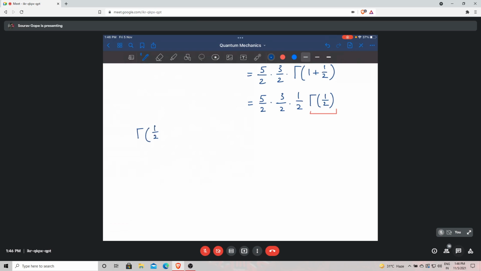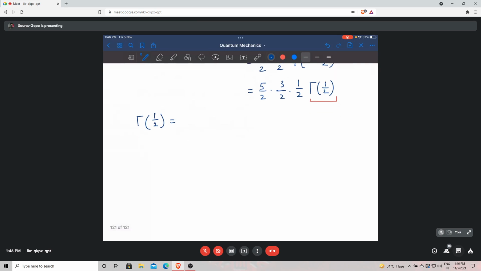How does this gamma half look like? The time is not very much left, so I have to speed up a little bit.